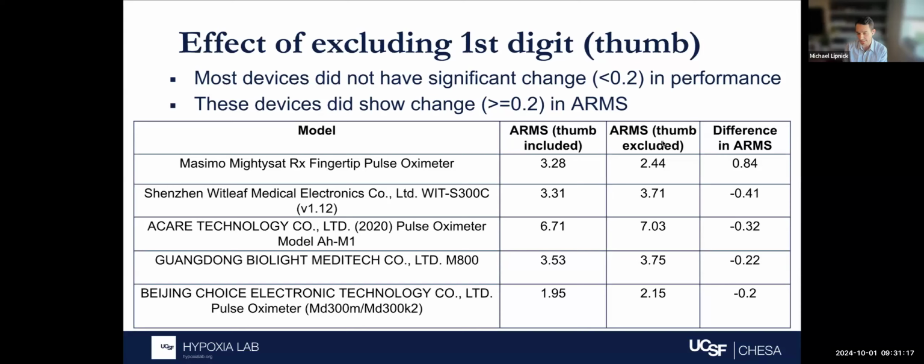We redid the ARMS analysis with thumb included and thumb excluded. And for most devices, we did not find a big change in performance, but these devices did have a change of greater than or equal to 0.2 in ARMS. Most of them, the performance got worse, and in one, the performance got better, which was the MightySat, as Carolyn had alluded to.